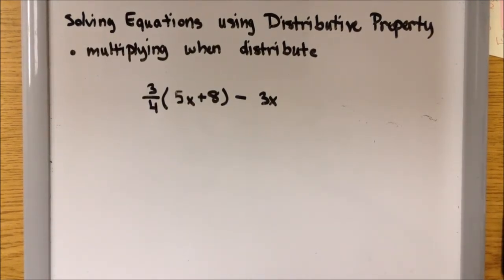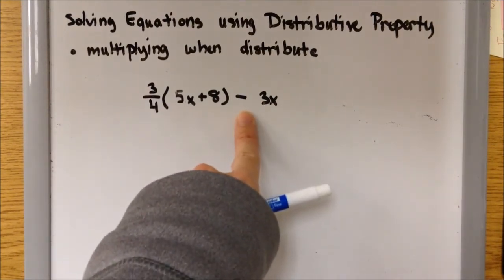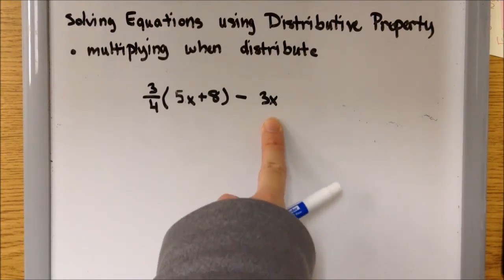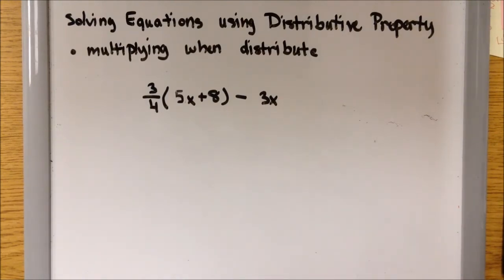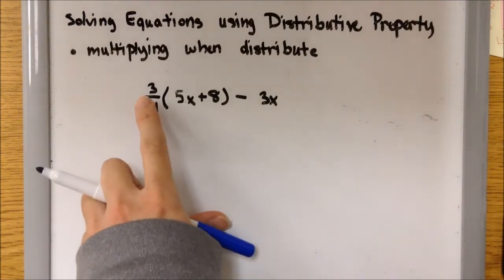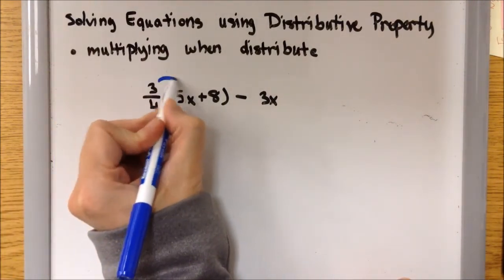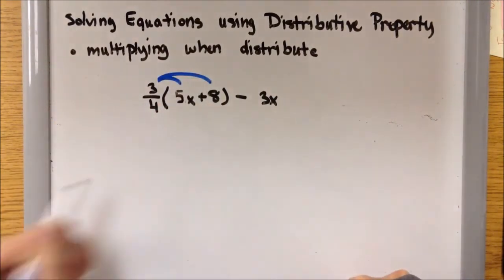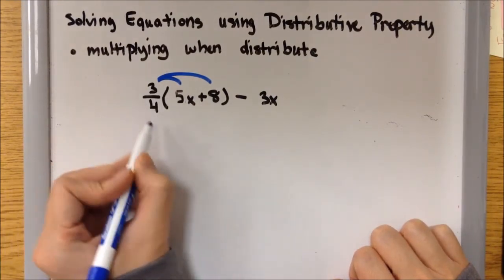Alright, in this example we have 3/4 of 5x plus 8 minus 3x. Now it's not an equation because it doesn't have an equal sign, nor does it equal to anything. So we're just going to do the same process as before. 3/4 is in front of the parentheses, so we're going to distribute. And I'm just going to write it step by step to visually show the process.